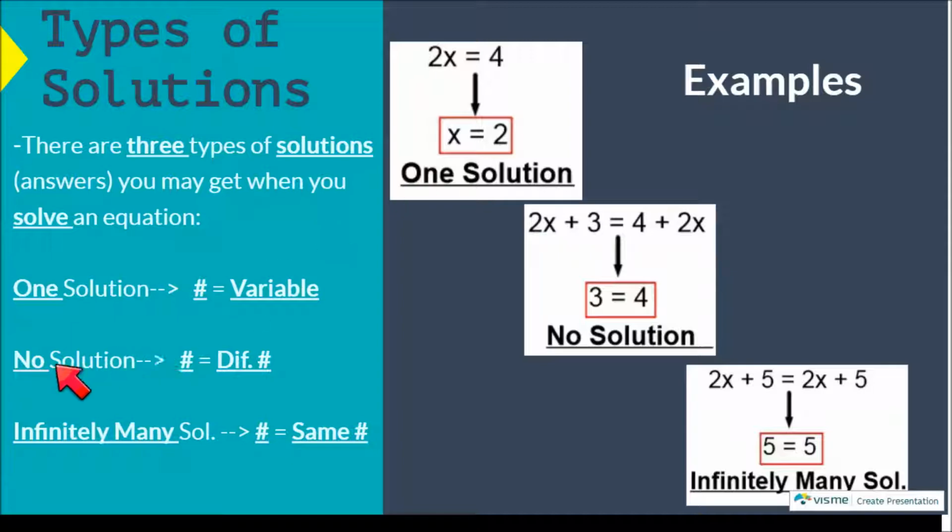All right, let's move down to the second type. So you guys are going to start us off with this first word here. Ready, go. No solution, and that's when a number equals a different number. Okay, so over here, if we have the equation 2x plus 3 equals 4 plus 2x, and we solve this all the way down, we end up with 3 equals 4, which is weird because there's no more variables. So when you have an answer where a number equals a different number, so 3 and 4 aren't the same numbers, that's called no solution. Everybody say no solution. One more time, say no solution.